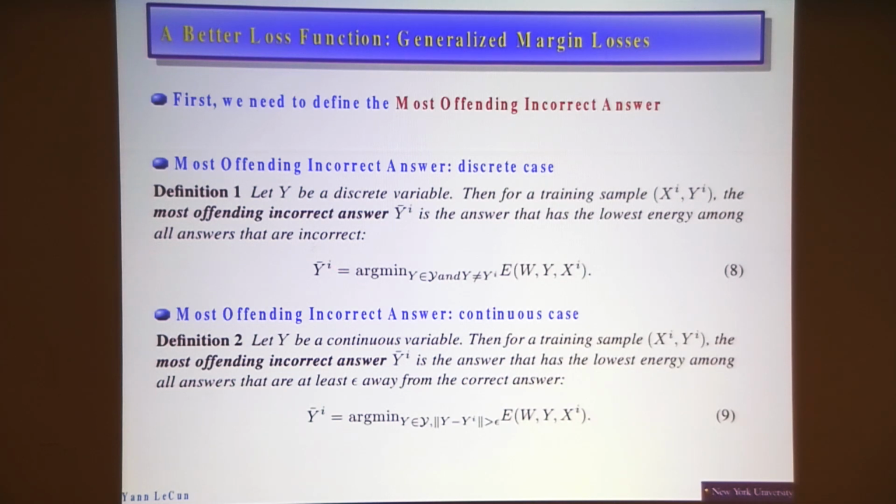So you think it's a car, but it's actually an animal. The most offending incorrect answer is car. You give me the same energy for animal and car, and higher energies for everything else. I know the correct answer is animal, so the most offending incorrect answer is car. It's still slightly higher than animal, but maybe not enough. It's the lowest energy answer that happens to be incorrect. In the continuous case, it's a little more complicated to define, but I'll come back to that.